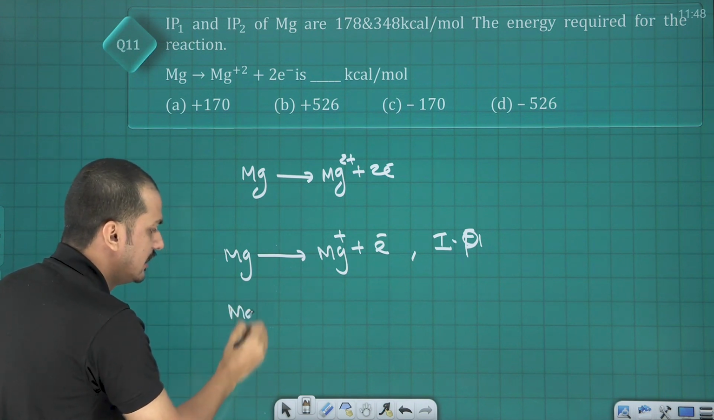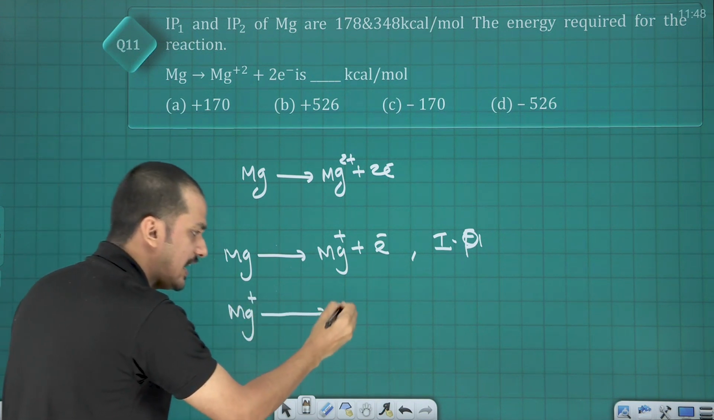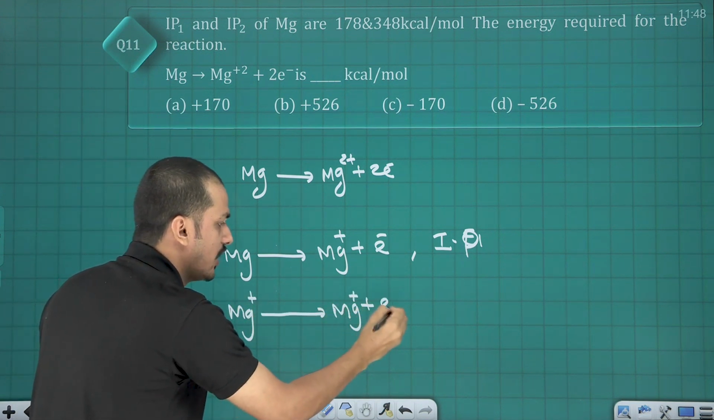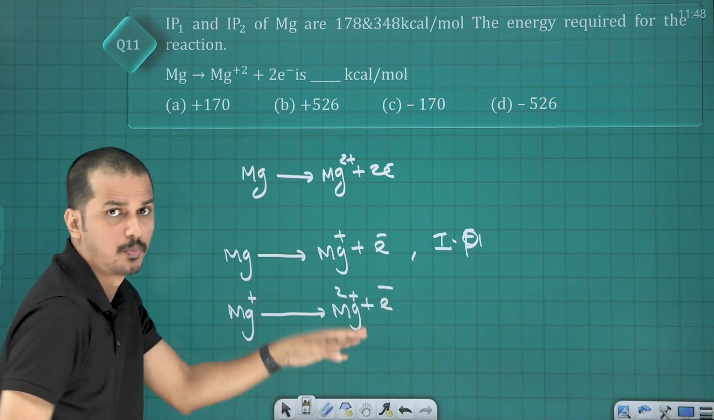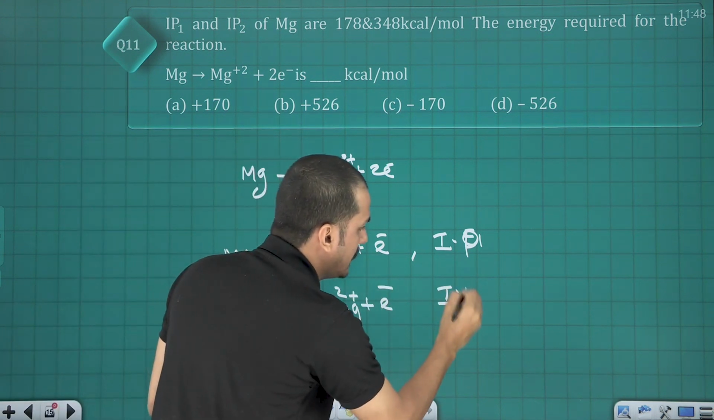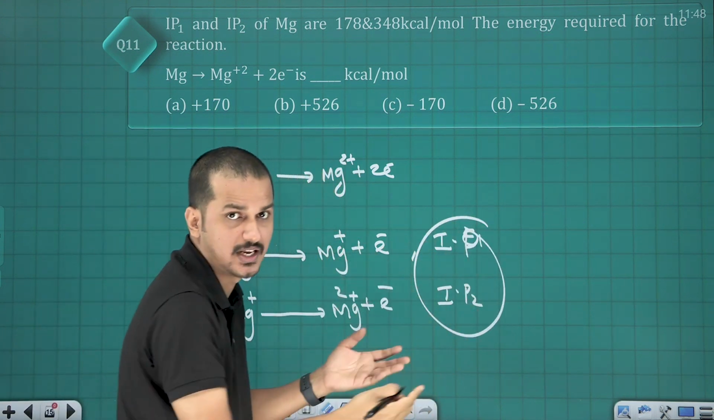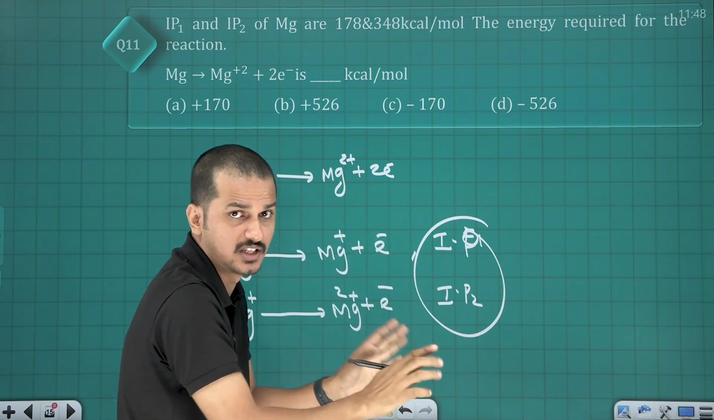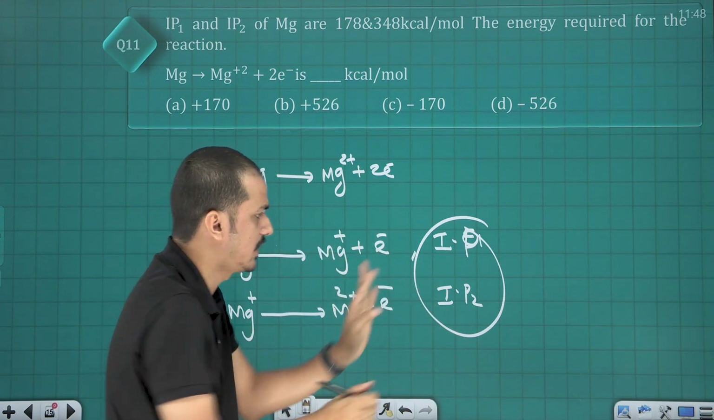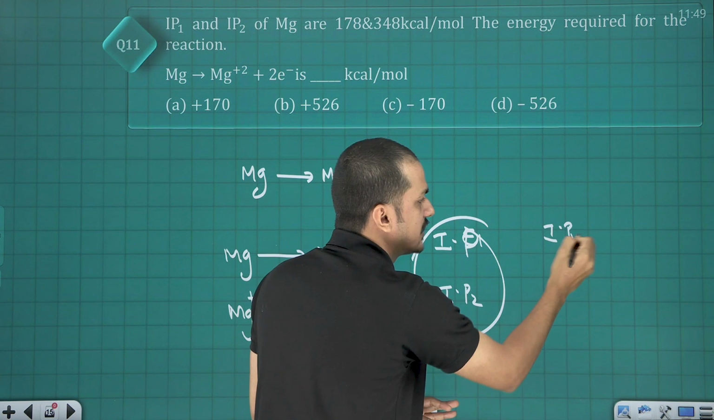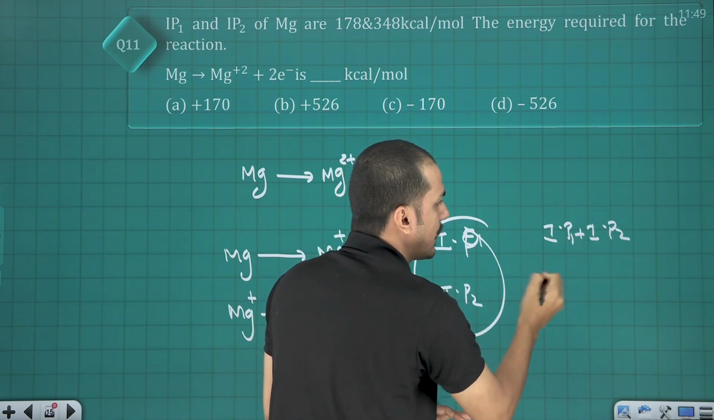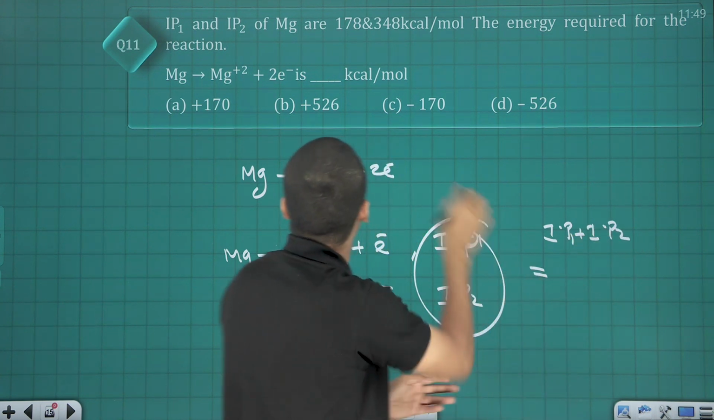And then again this Mg+, from that I have to remove 1 more electron. So again only then it will become Mg2+. That time I have to give IP2. So net how much energy do I have to give? Electron removal is endothermic. So IP1 plus IP2, total how much is it coming? You have to add it.